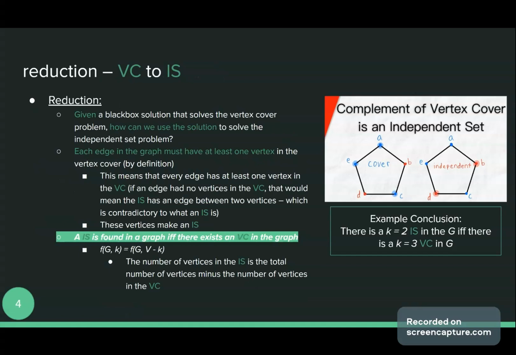If an edge had no vertices in the vertex cover, that would mean the independent set has an edge between 2 vertices, and this is contradictory to what an independent set is. And these vertices make an independent set. And so we can reach the conclusion that an independent set is found in a graph if and only if there exists a vertex cover in the graph. And this function is exactly the same as before, just reversed. The number of vertices in the independent set is the total number of vertices minus the number of vertices in the vertex cover. And the image is exactly the same as before.